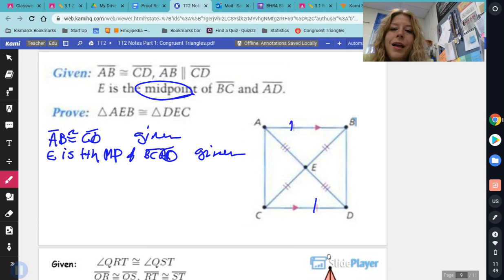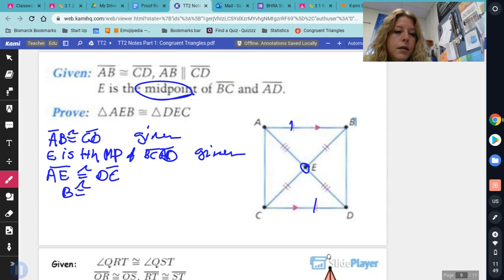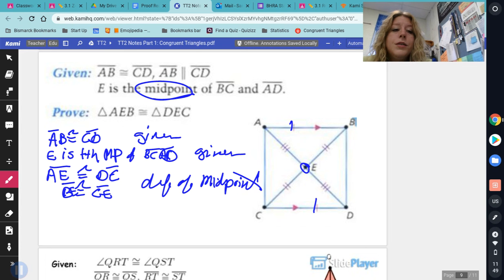So that's given. That tells us that E is the midpoint of both of those diagonals. So we get both AE is congruent to DE and BE is congruent to CE from that given definition of midpoint. So now I have the three sides. So now we get to do the angles.